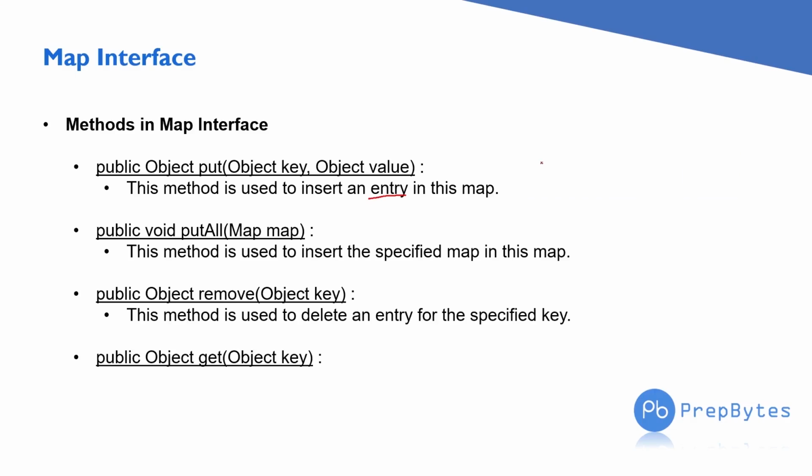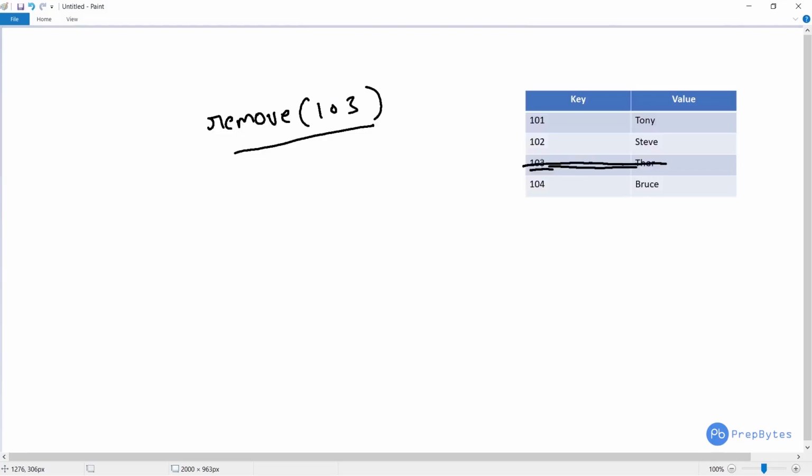Next is get. This method is used to return the value of the specified key. Now if I want to get Bruce, I will simply write get 104. When I write get 104, it will not give me the key, but it will give me the corresponding value of that key. So my output will be simply Bruce.